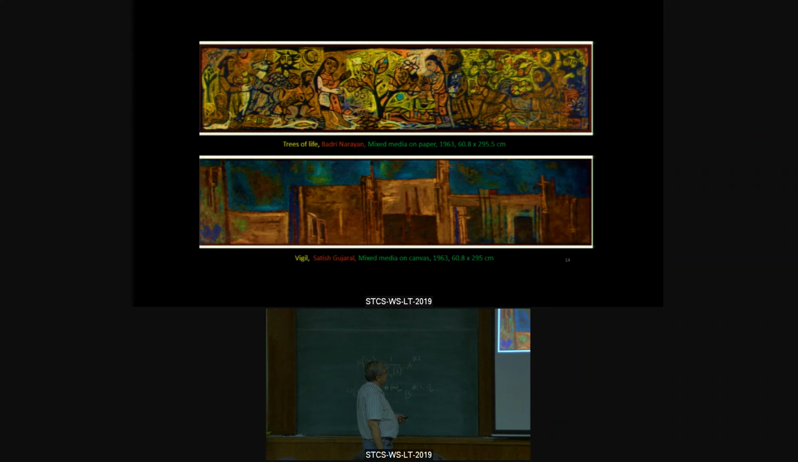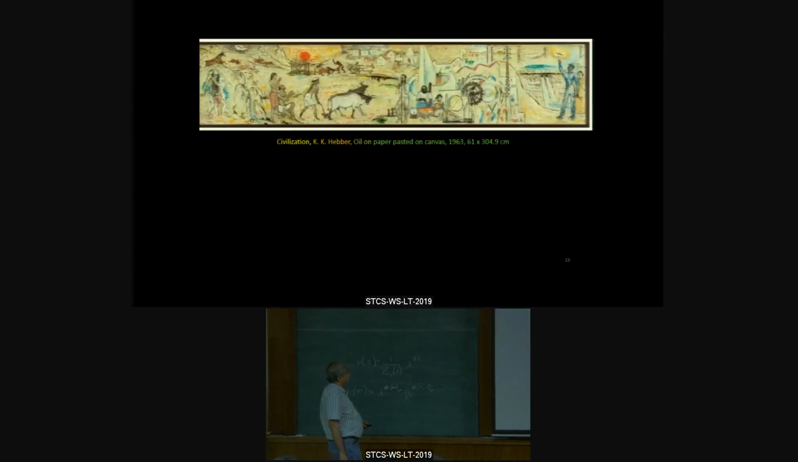This, on the other hand, Satish Gujral thought we should worry about vigil to look after science and to look at science. Satish Gujral, of course, is the brother of I.K. Gujral, who became the Prime Minister of India at some stage. Again, 3 meters by half a meter.